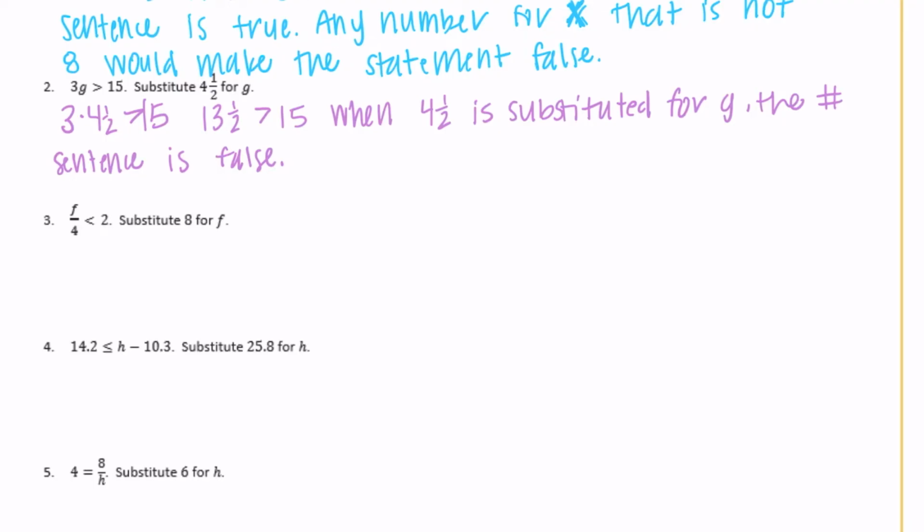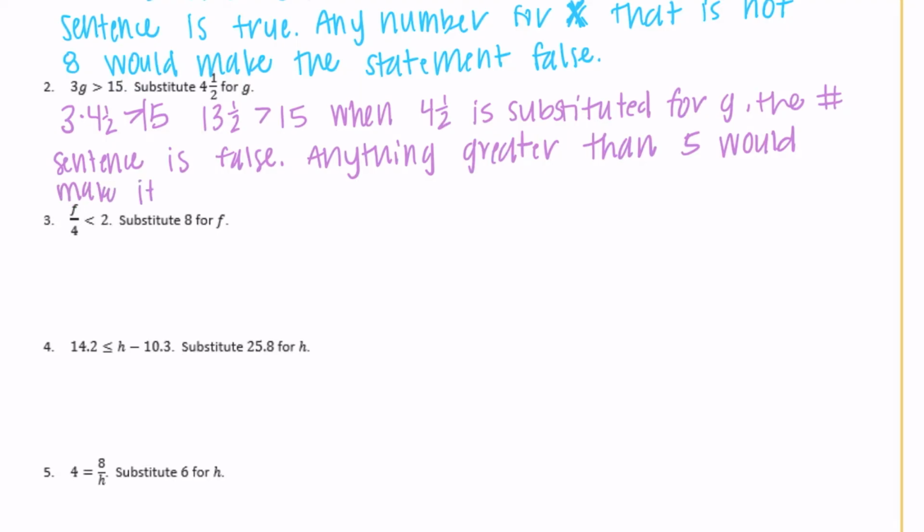So we need to say how we could make it true. We could make it true by choosing anything greater than, let's see, 3 times 5 is 15, but this isn't greater than or equal to, it's just greater than. So we could make this true by using anything greater than 5. So let's say anything greater than 5 would make it true.